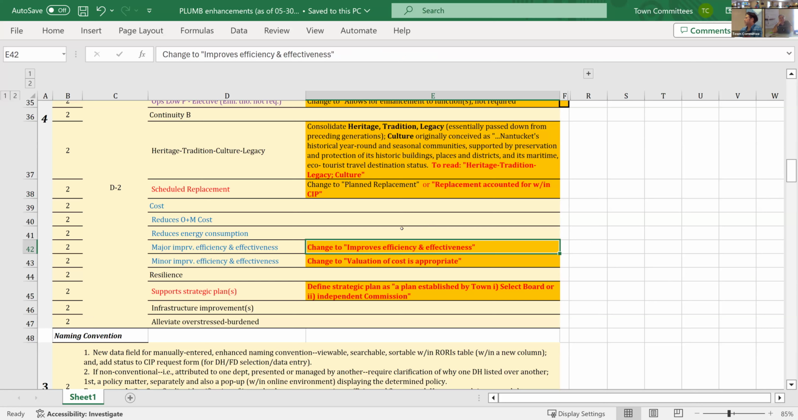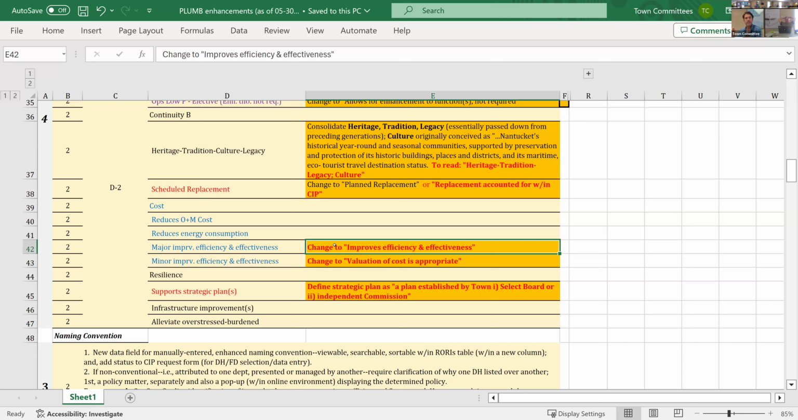I'm going to make a suggestion that we eliminate minor improvement efficiency and effectiveness. We encapsulate that in improves efficiency and effectiveness. And by eliminating both major and minor, this becomes a valuation proposition. So you can score it as major or minor by giving it a higher number, just as you can score your interpretation of whether it actually accomplishes an improvement of efficiency and effectiveness by giving it a higher or lower score.